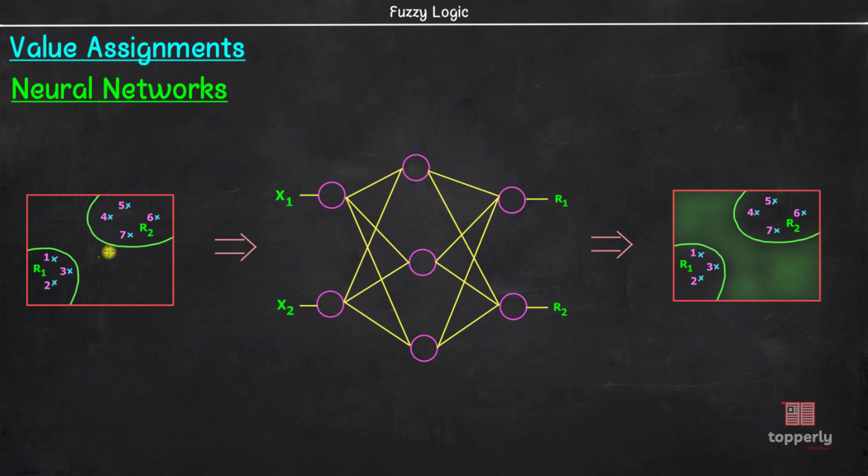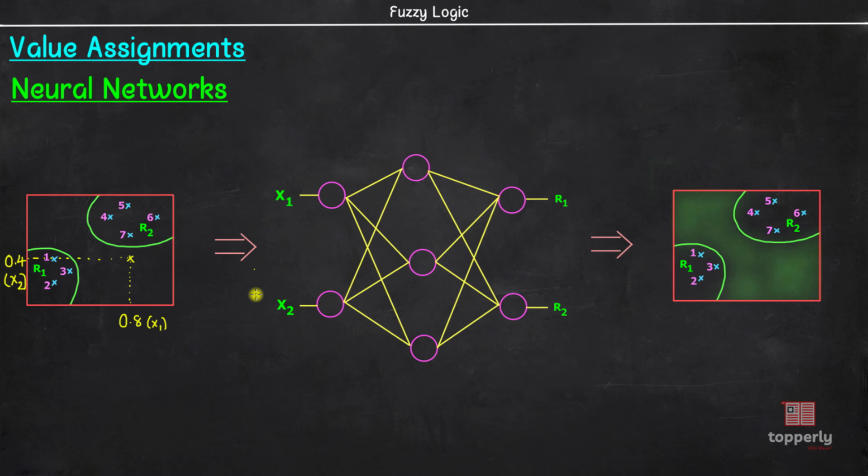For example, let us say we have a point here. Consider this as a 1 centimeter into 1 centimeter square. Then the coordinates of our new point will be 0.8 and 0.4. That is, x1 is 0.8 and x2 is 0.4.